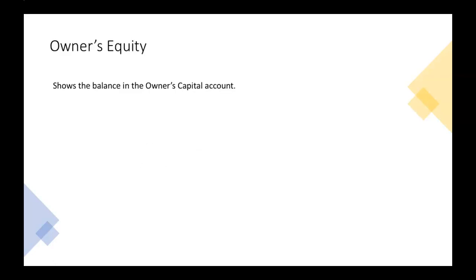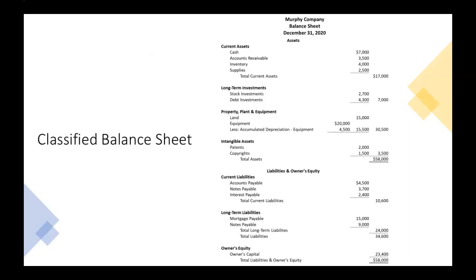And then owner's equity, just like on a typical balance sheet, it will just show the balance in your owner's capital account. So if we take a look at this classified balance sheet example, you can see what it would look like, right? It's a little bit more broken out.